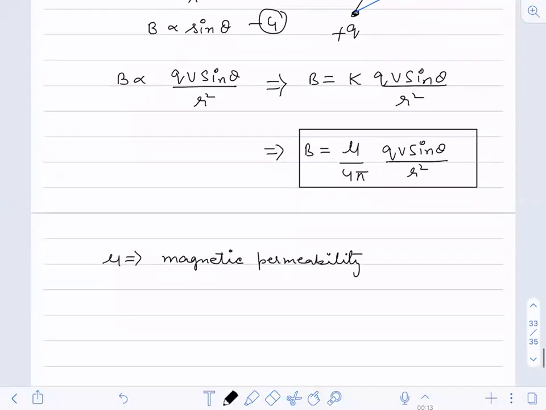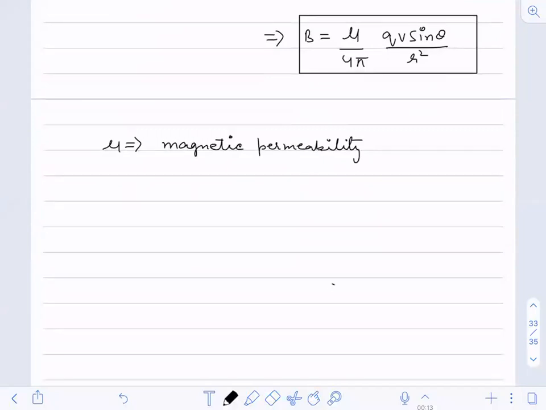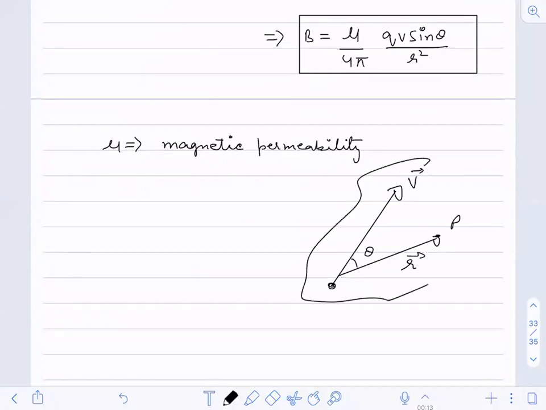Suppose this is a charge which is moving with the velocity v in a space, in air, in a vacuum, and you want to calculate the magnetic field at point P. What you are supposed to do is take the position vector and theta. So this is the position vector, this is the velocity. Now this complete setup is in vacuum or in free space or in air.